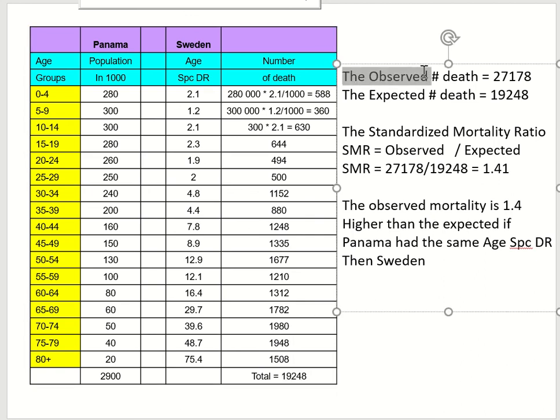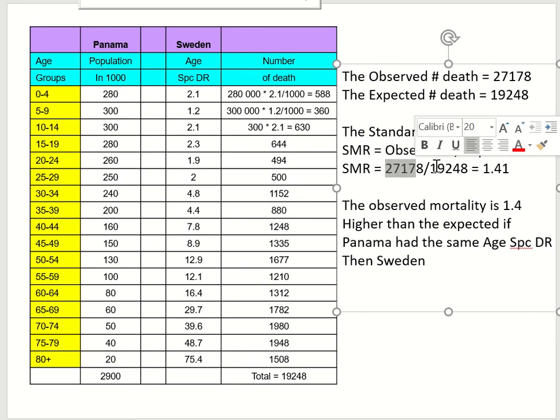So the observed number of deaths was 27,000. The expected number of deaths is 19,000, and therefore we talk about something called the standardized mortality ratio, which is the observed divided by the expected. So you put the 27,000 over the 19,000, you get 1.4. Meaning the observed is higher than the expected, and therefore in Panama, we have more deaths than expected.